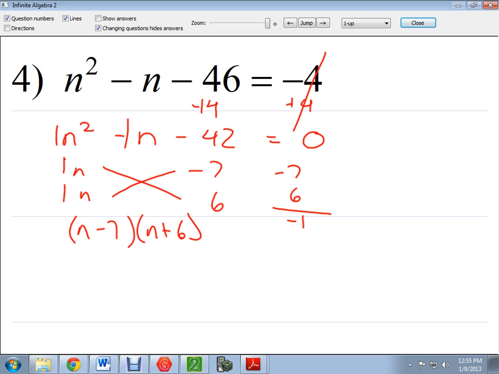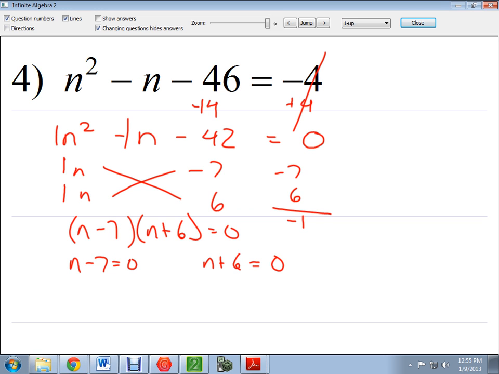N minus 7, n plus 6 is equal to 0. From here, what we need to do is we need to set up two equations. We need to solve the two equations, try to get n by themselves. So somebody tell me what the first equation is. N minus 7 equals 0. Second equation. Very good. N plus 6 equals 0.